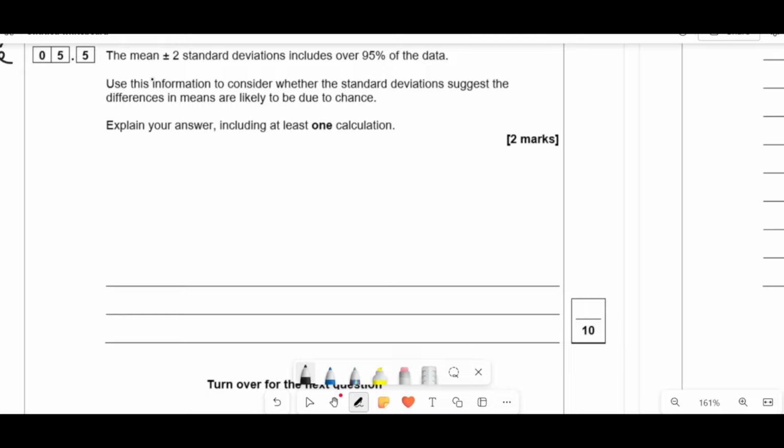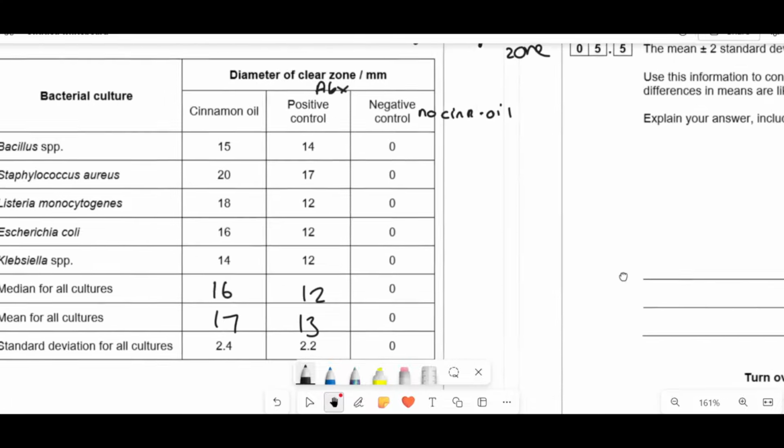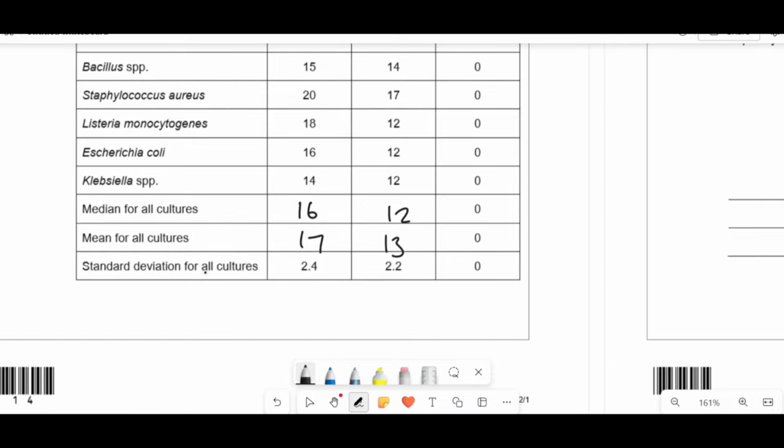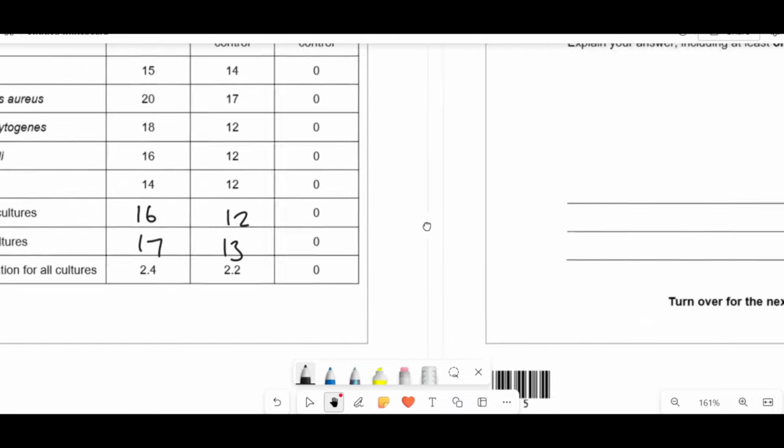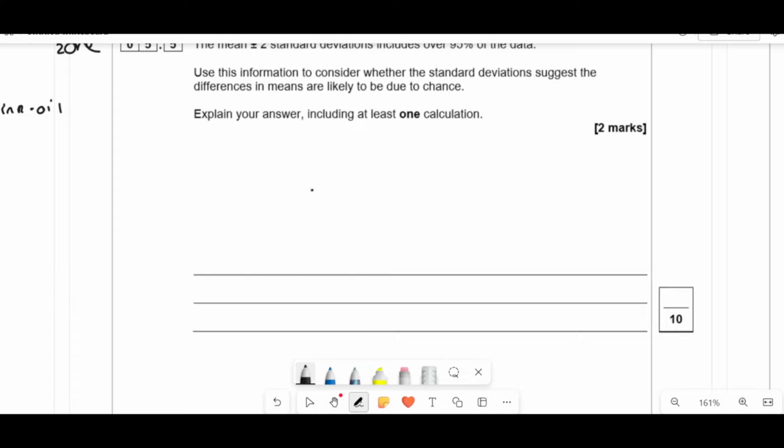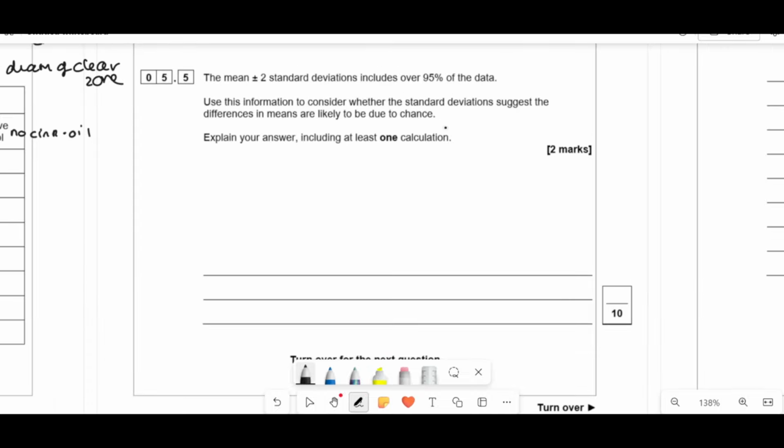The mean plus or minus 2 standard deviations includes over 95% of the data. Use this information to consider whether the standard deviation suggests the differences in means are likely to be due to chance. So what we've got to do is look at all of the bits and bobs here. They've given us the standard deviation of all of these cultures, and they've told you that 95% of the data is within that range. And if we're looking at likely due to chance, what that means is, did they get lucky with the result, or is there actually a difference?